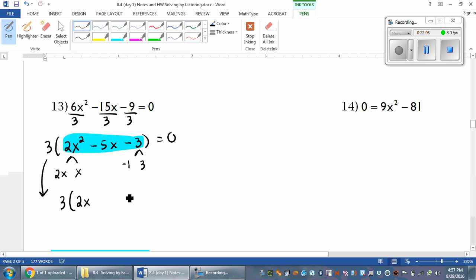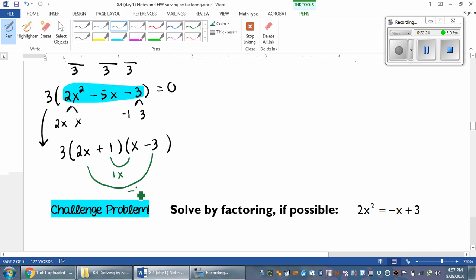So 2x first, x second. Let's go ahead and try negative 3 and positive 1. I don't know if that's right, so let's check. 1 times x, that's 1x. 2 times negative 3 is negative 6x. When I add those two together, I get negative 5x, which is exactly what I wanted. Do not forget to drop down that equals 0.